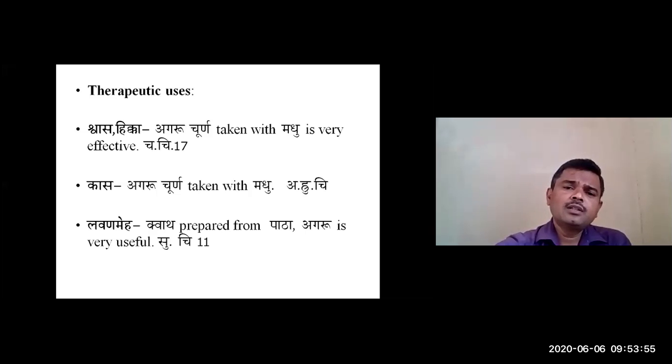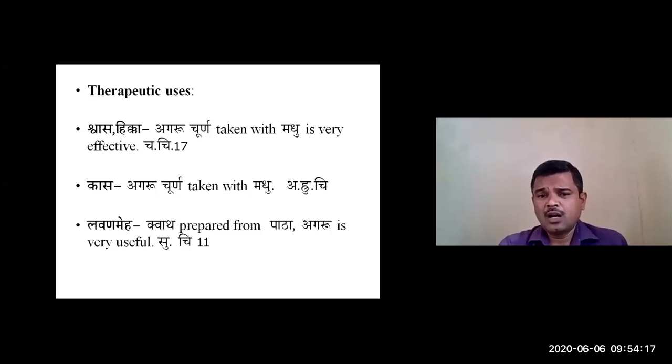First, Charaka Chikitsa Sthana 17th chapter explains swasa and hikka conditions. Agaru churna taken along with madhu is more effective in case of swasa and hikka. Agaru churna means not the kandatvak, but the heartwood. Kandasara churna of agaru along with the madhu.